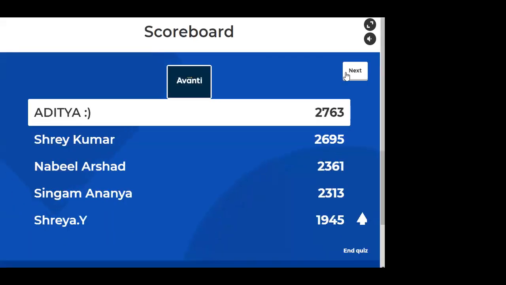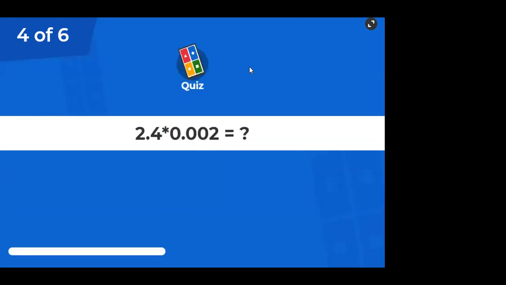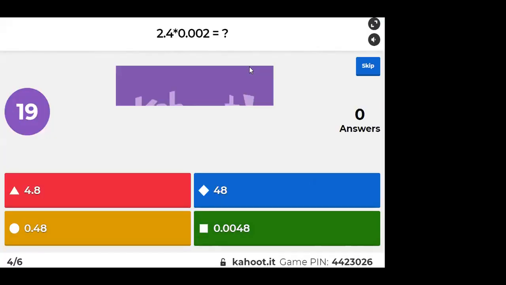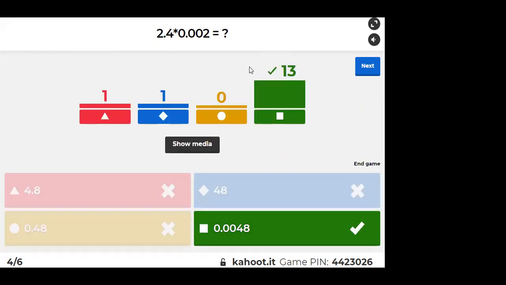Very good, Aditya. Nabil, correct. Next. Again, it is multiplication. So decimal places are added. Fast, time is less in this. 3 seconds. Okay, 15 students gave the correct answer. So 1 decimal place, 3 decimal places. Remember, 1 plus 3, 4 decimal places.